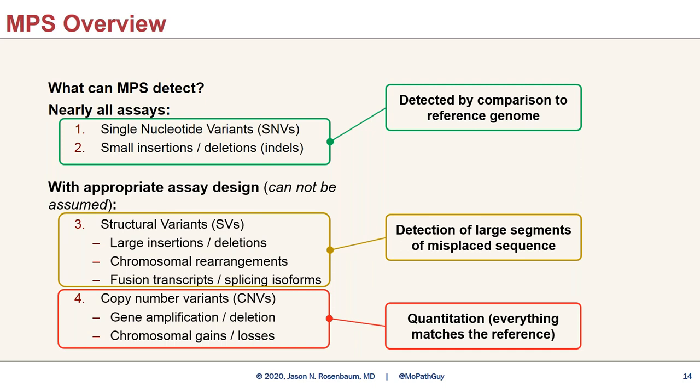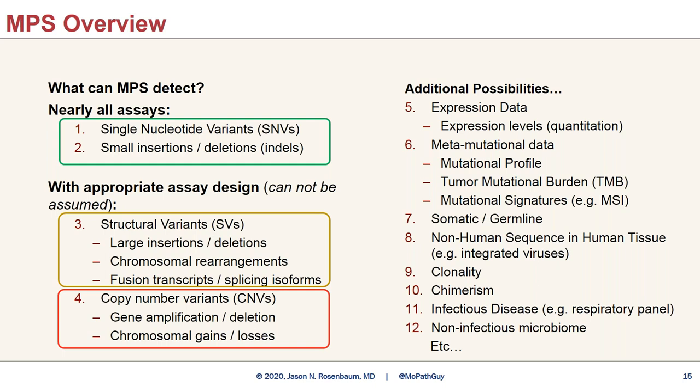You can get really fancy with these assays. As I'm sure most of you have heard examples, you can look at expression data, you can look at metamutational data, tumor mutational burden has just got an FDA approval, so there's been a lot of interest in that all of a sudden again. You can distinguish whether a variant is somatic or germline, you can detect integrated viruses into the DNA of a cancer specimen. You can do a whole lot of other things.